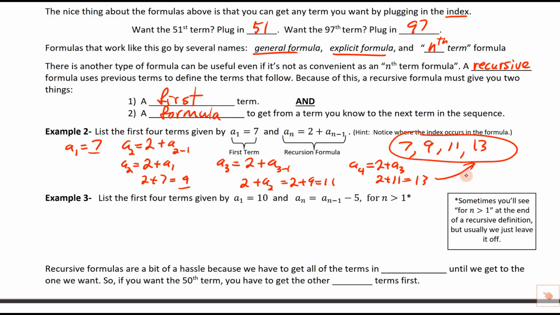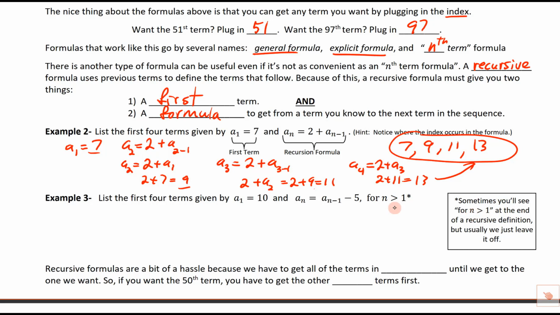Now, recursive formulas are a bit of a pain. Let's do one more here so we kind of get the hang of it. It says find the first 4 terms given by a sub 1 is equal to 10, and then a sub n equals a sub n minus 1. So notice it's in a slightly different order, and then minus 5. And it says for n greater than 1. Now, sometimes they include this right here.